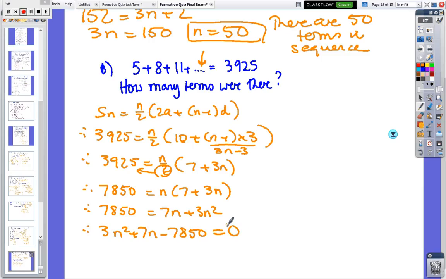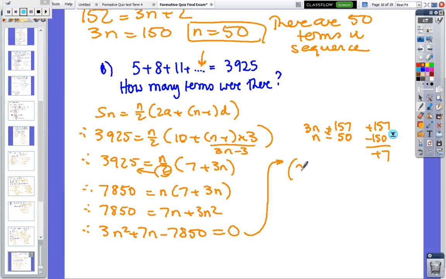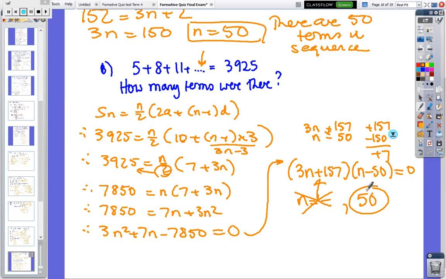Okay, you'll make it equal to 0. I'm going to pause and get my quadratic formula going. Okay, so I'm back. I did a cross multiply. You can just use the quadratic formula, but you end up with (3n + 157)(n - 50) = 0. Now this is a negative number, which you can't have, and this number is 50, which is nice because it's a whole number, so we need 50 terms.